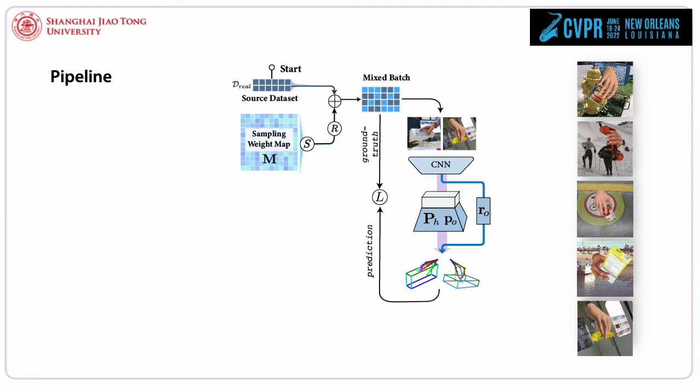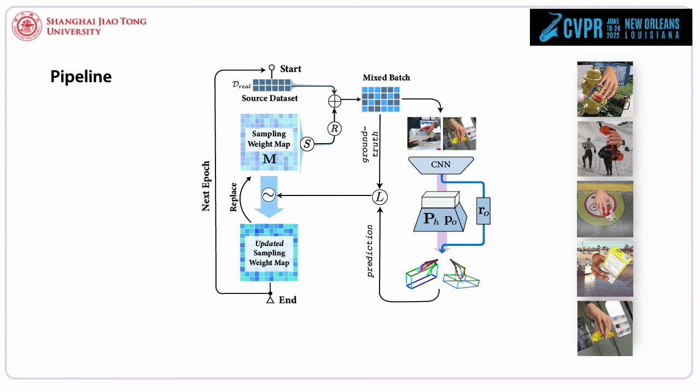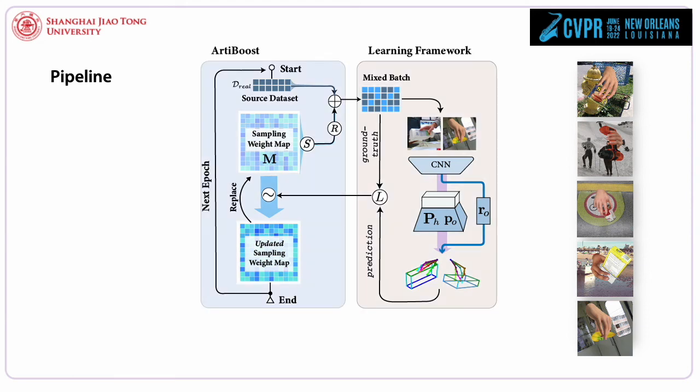The loss of the network's prediction is then fed back to the ArtiBoost loader. The ArtiBoost loader performs mining and reweighting. The updated weight map replaces the current weight map, and we continue with the next epoch of training. As ArtiBoost is implemented as a data loader, it can be plugged into any sophisticated neural network model.